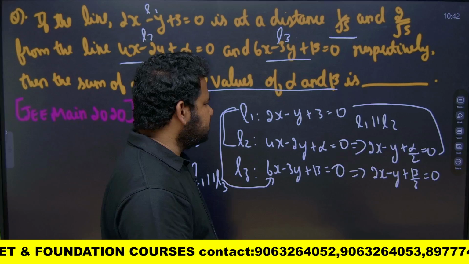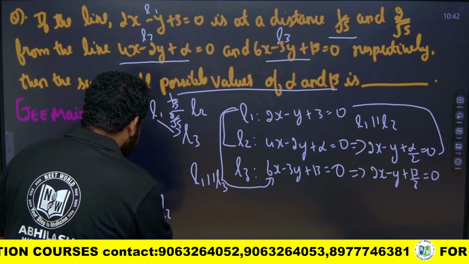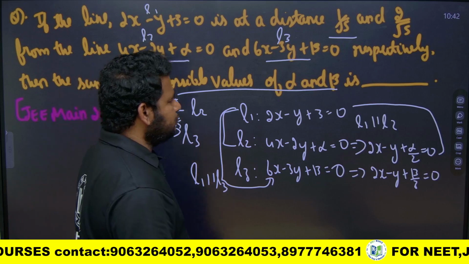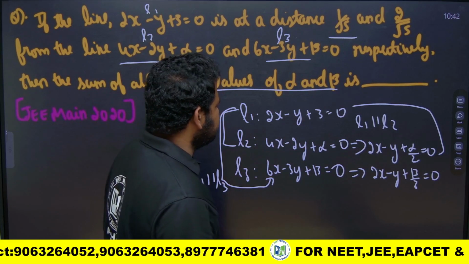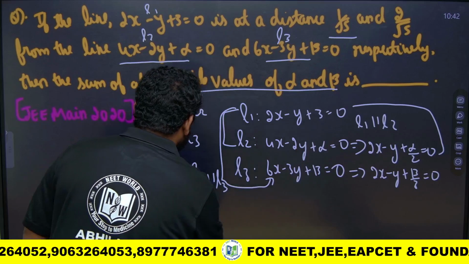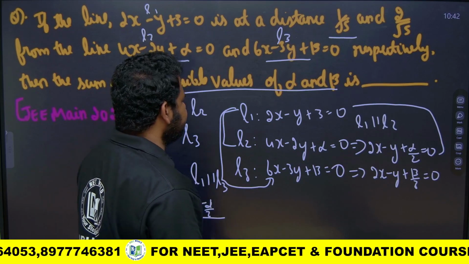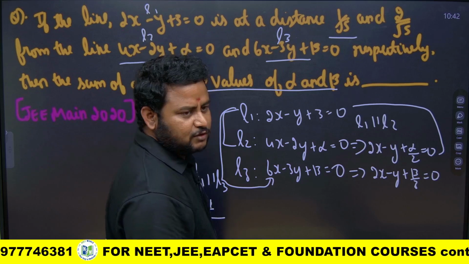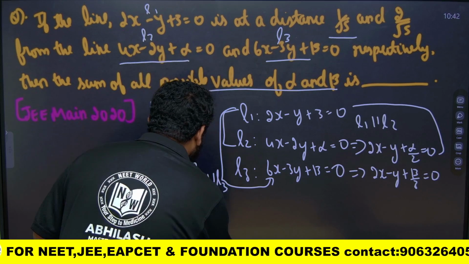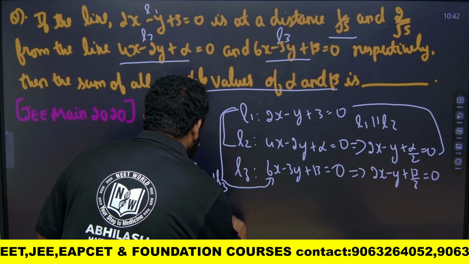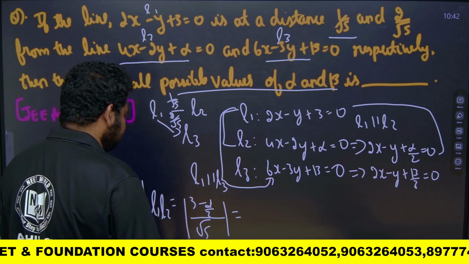So L1 and L2 distance is how much? The distance of L1 L2 is nothing but the modulus of C1 minus C2 divided by square root of a square plus b square. C1 minus C2 is 3 minus alpha by 2. A square plus b square is nothing but square root of 2 square plus 1 square, that is square root of 5. So this will be equal to 3 minus alpha by 2 over root 5, let me keep it as it is.